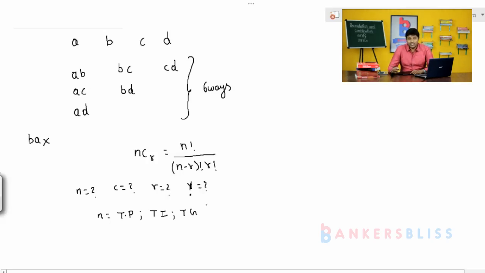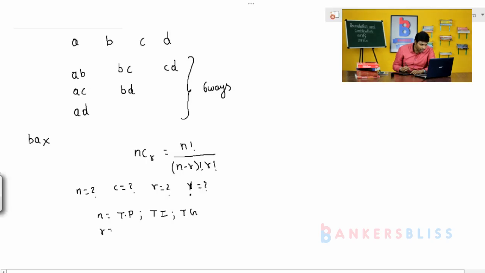If I want to select 5 among 50, then 50 is n. If I want to select 10 among 25, then 25 is n. If I want to select 5 among 10, then 10 is n. That is the total population. The entire group that we consider to select the people from is called the total population.